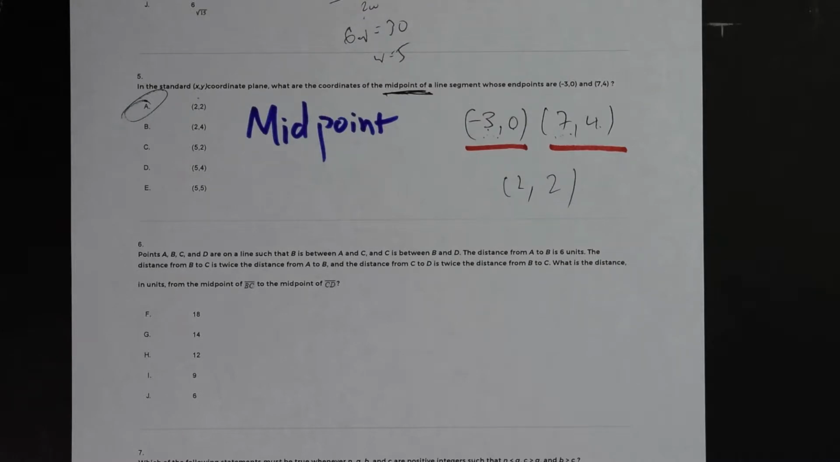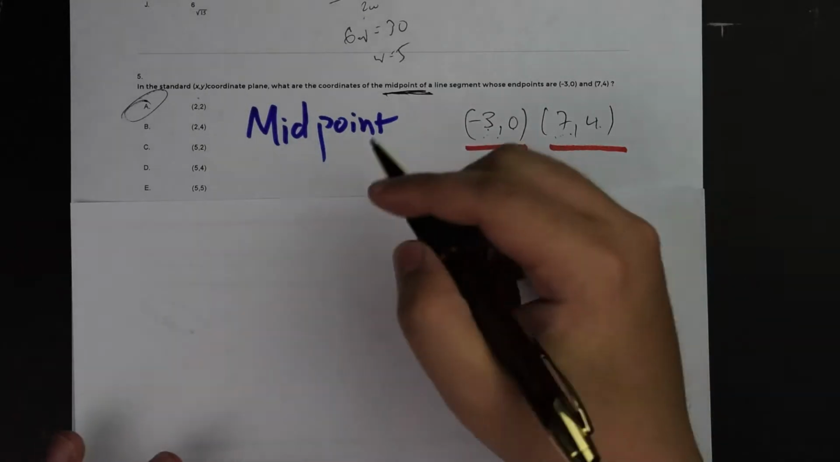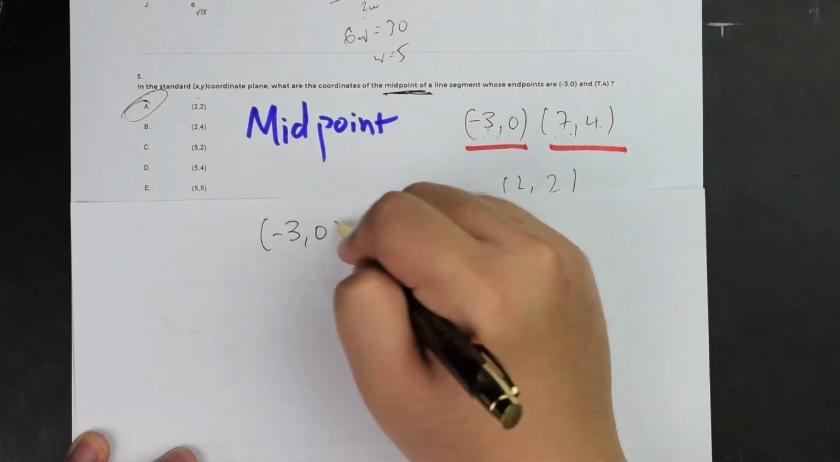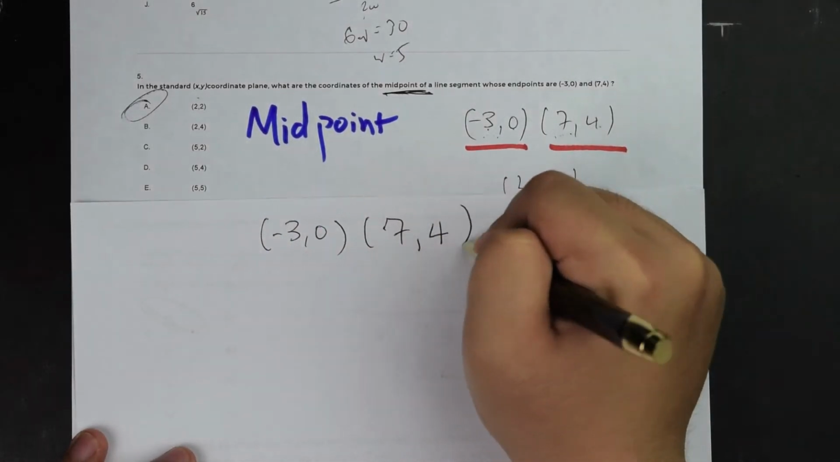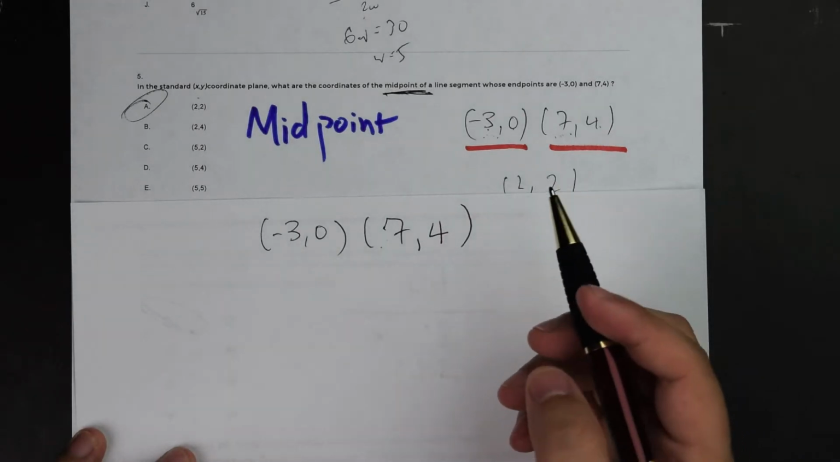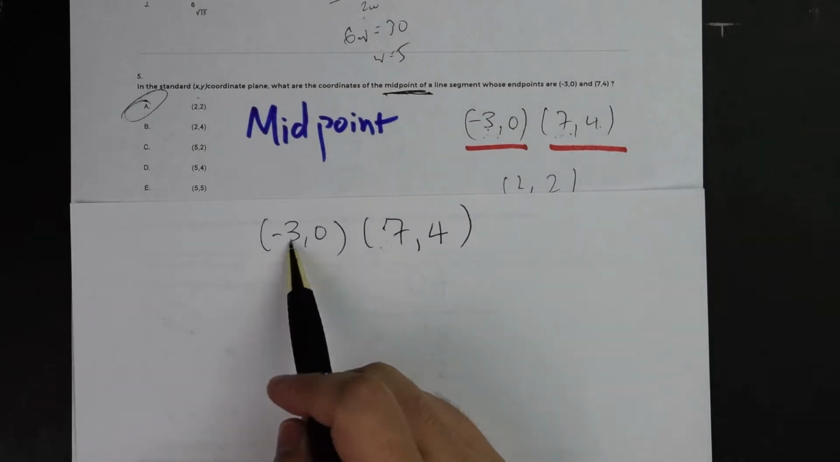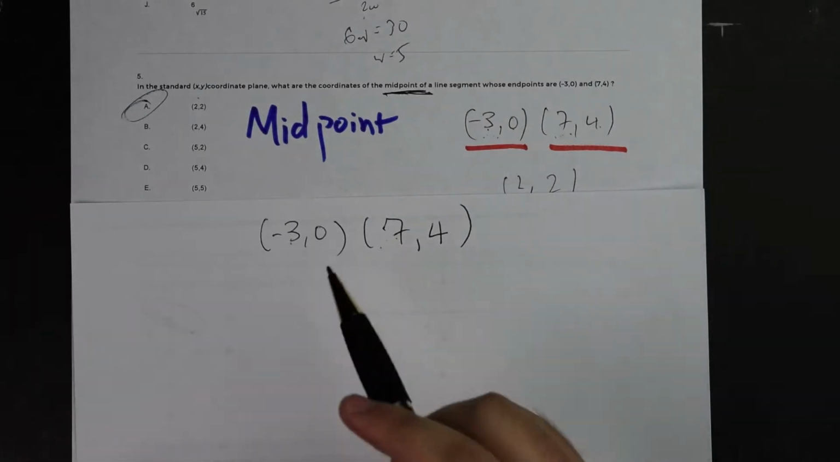And so when I'm working between these two numbers, there's multiple ways to approach this, or you could do mental math, which is what I mostly did. But when I'm dealing with -3, 0 and 7, 4, the idea is that I basically get the average when I add these two numbers up and then divide by 2, because that will help me find the number that's right in between -3 and 7, and the number that's right between 0 and 4.